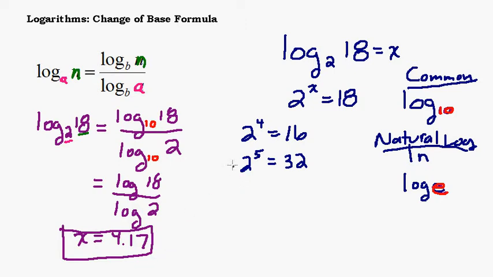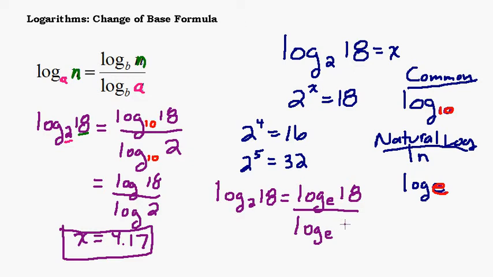Let's go ahead and see what would have happened if I had chosen log base e. So let's say I did log base 2 of 18 equals log base e of 18. Now whatever this n value is, that has to go on the top, over log base e of 2. So remember, the log base e, that's your natural log. So that's going to equal the natural log of 18 over the natural log of 2. And it should come out to be 4.17 when we punch it in.